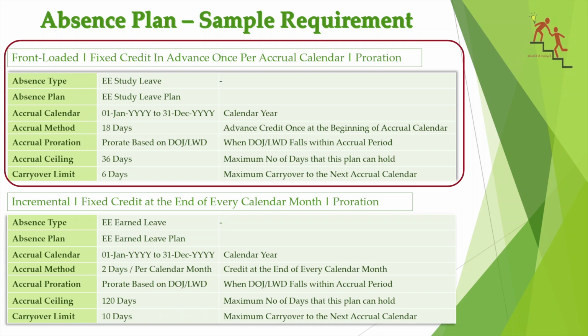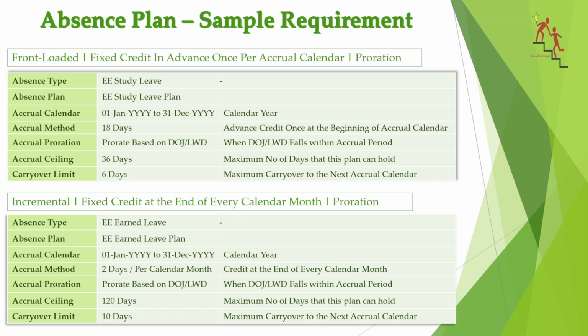Accrual ceiling would be 36 days. This will be the maximum number of days that the absence plan can hold at any point in time. And the carryover from one accrual calendar to the next would be a maximum of 6 days. If you look at this requirement, we are going to credit the accrual once in advance. So we will be using the front-loaded method while configuring the absence plan.